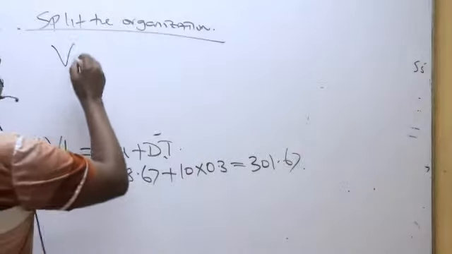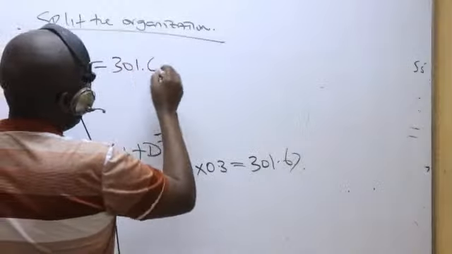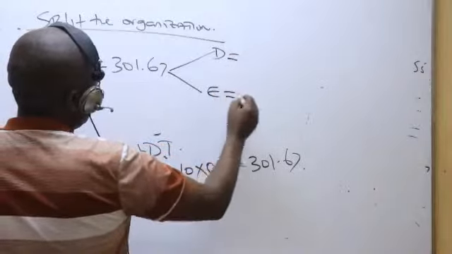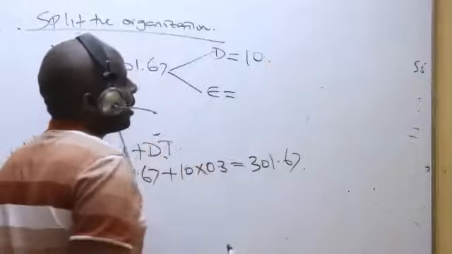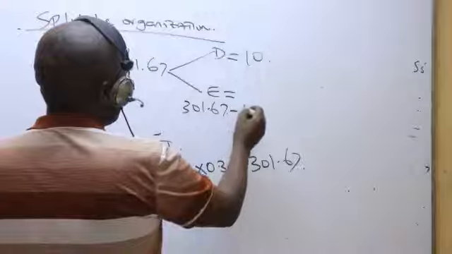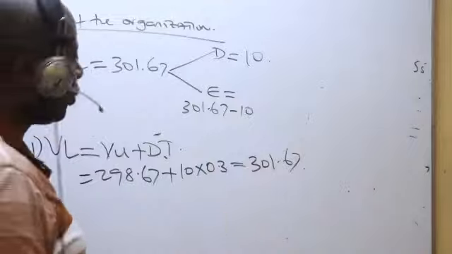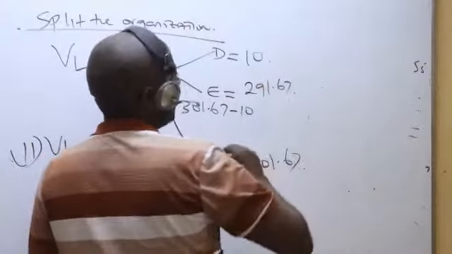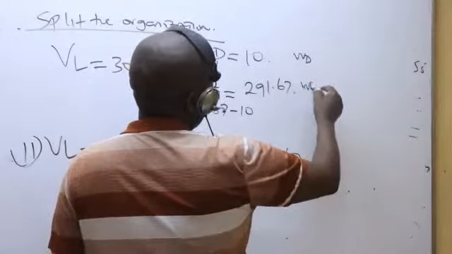So the value of a levered firm is 301.67. I'm splitting it into debt and equity. Debt will always be provided. In this particular case, debt is 10. So equity will be 301.67 minus 10, which will give us 291.67. Upon splitting this, I know I should be able to get the weights.